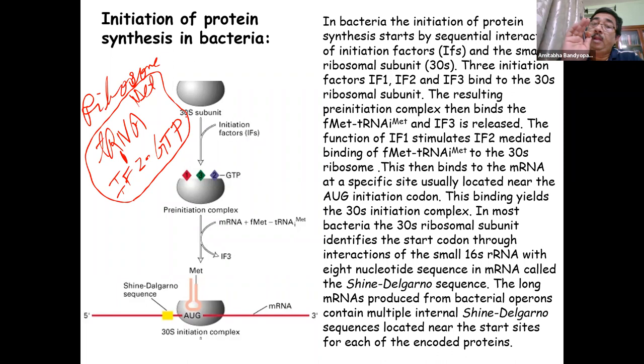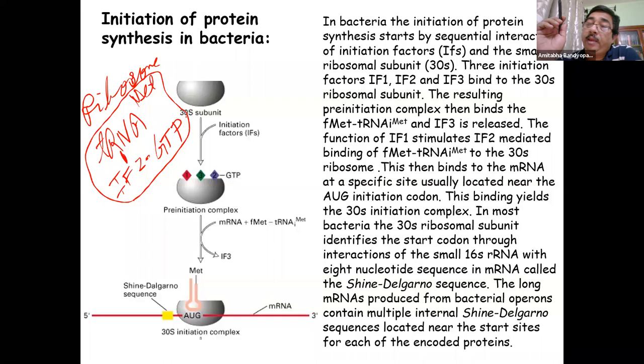Now, in bacteria, the 30S ribosome is already bound to IF1 and IF3. IF3 has a very special role. I will come to it a little later. IF1 acts as a protein that stimulates the GTP hydrolysis activity of IF2. Okay. Now, IF2 mediates binding of fMet tRNA to the 30S ribosome.